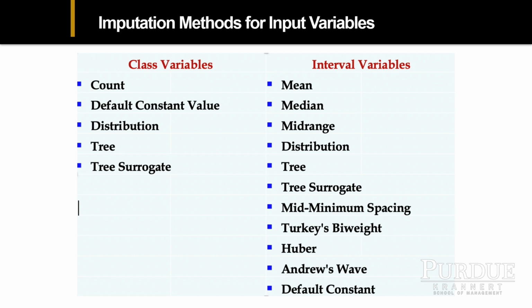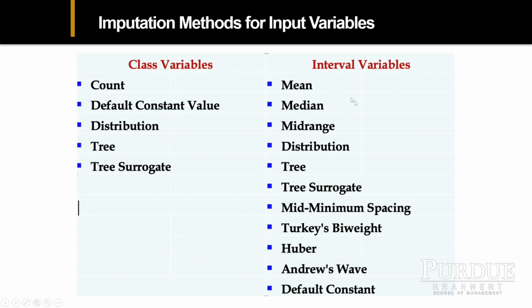In the Impute node, there are different ways to impute based on the variable type, either a class variable or an interval variable. For the class variable, you can use count. Count basically looks at the frequency of each class and fills in the missing values with the most frequent class. Or you can use the default one. And there are some tree methods, which are predictive methods to fill in the missing values.